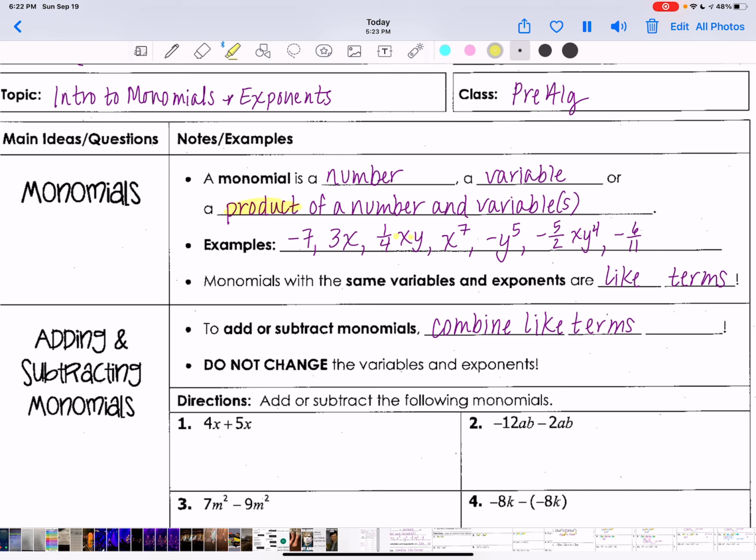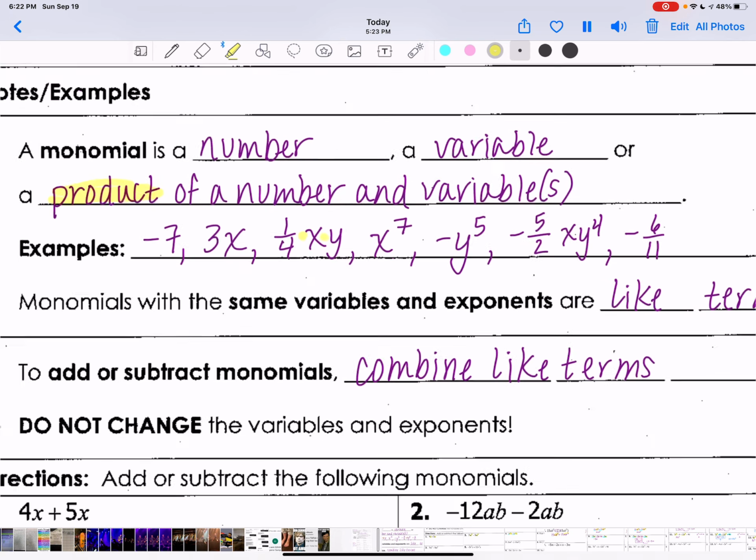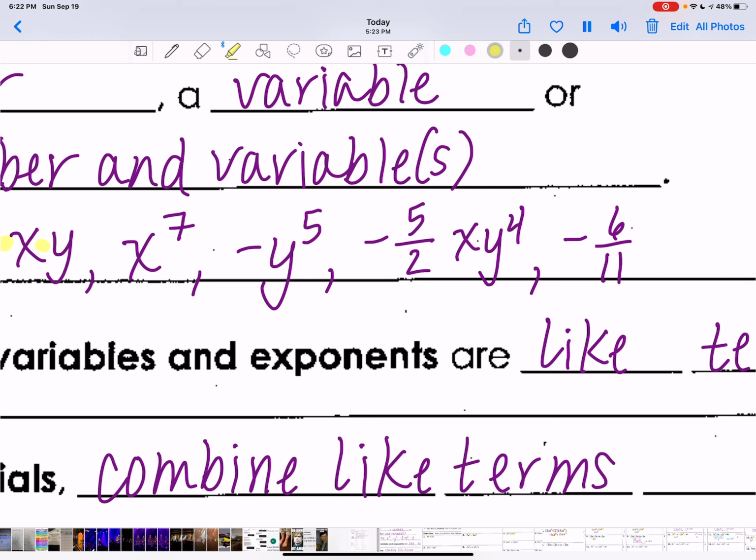And when you're looking at the 1/4 xy, it's really 1/4 times x times y. And you've got x to the 7th, negative y to the 5th. And then you also have -5/2 times x times y to the 4th. And then negative times the 6/11ths.